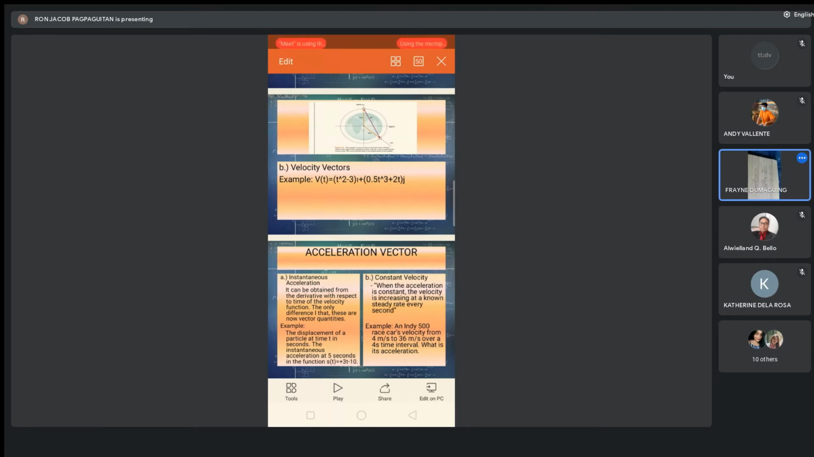So for clarification, nag-end ko sa 2 seconds, nag-start ko sa 0 second. So here akong gibuhat diri is I just input the 2 in the equation, 0 to the equation, and I divide it sa change of time nga nahitabo. So kung naay mga delta t and delta r nga ma-involve, ang meaning ana is we subtract ang final ug ang initial.